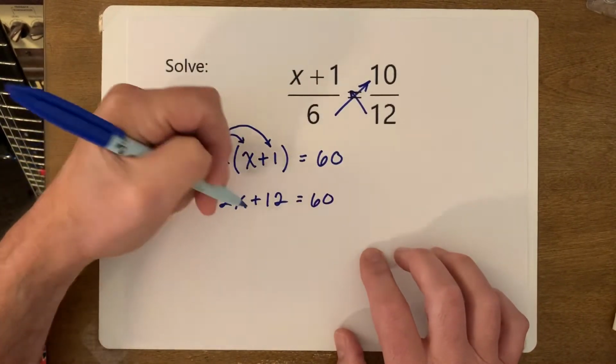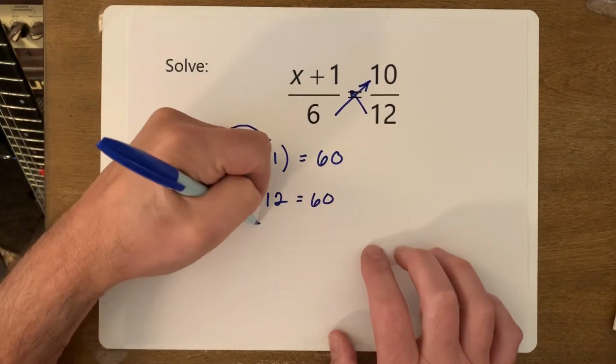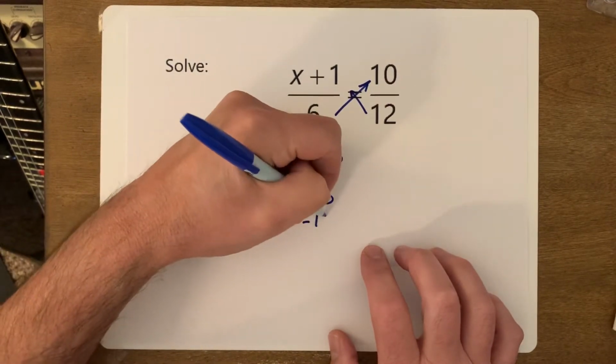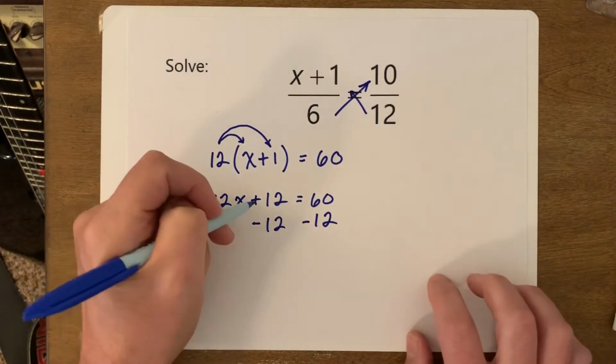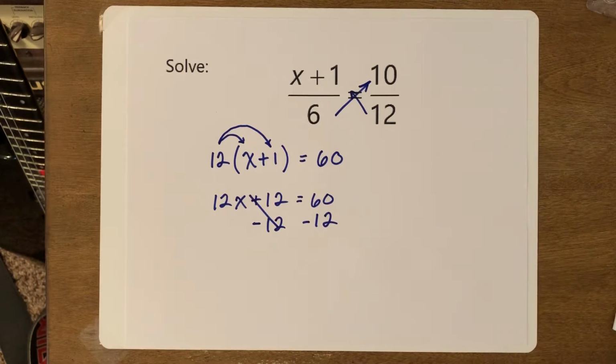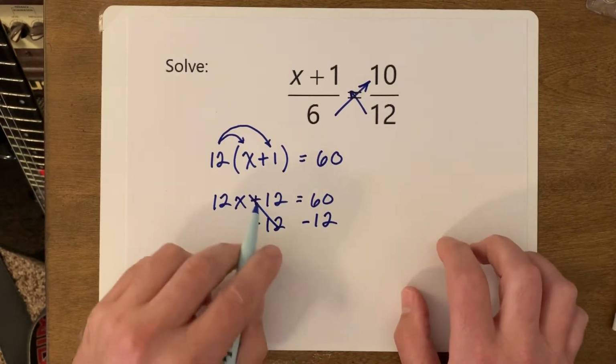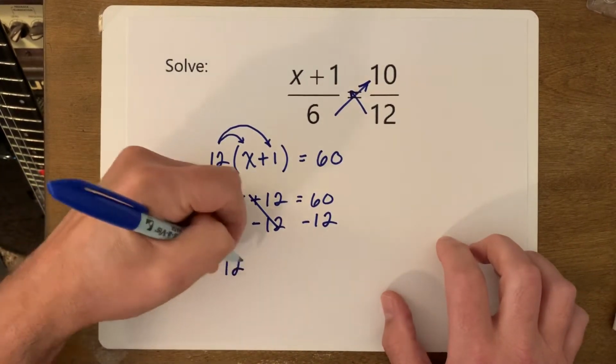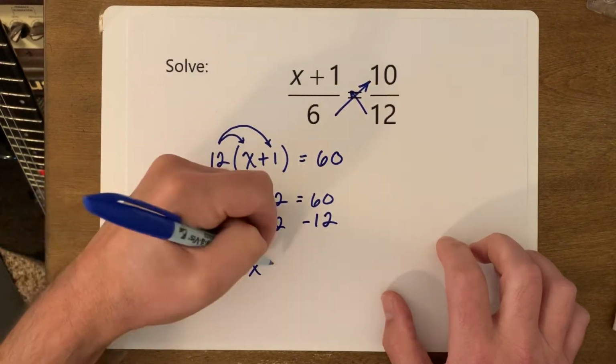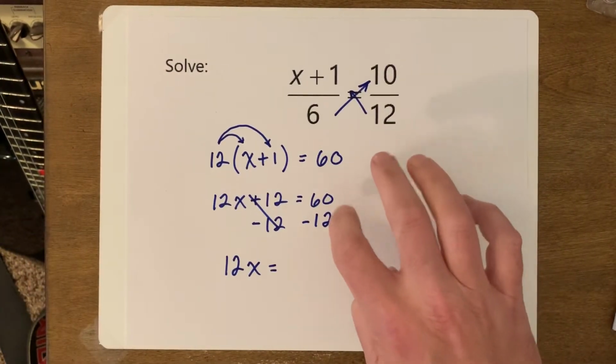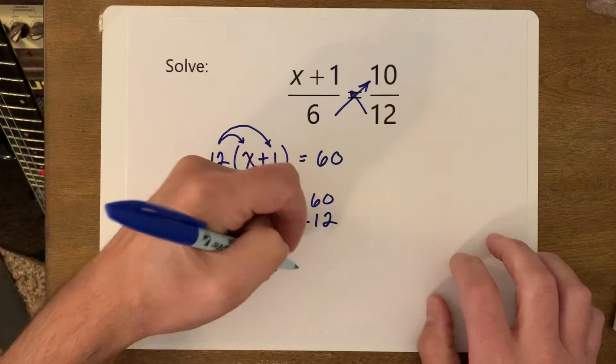Okay, so now we have a two-step equation. So we need to subtract 12 on both sides. Okay, and we're going to go ahead and cancel those out because those are additive inverses. Bring down my 12x, nothing happened with it, is equal to whatever 60 minus 12 is. So I think that's going to be 48.